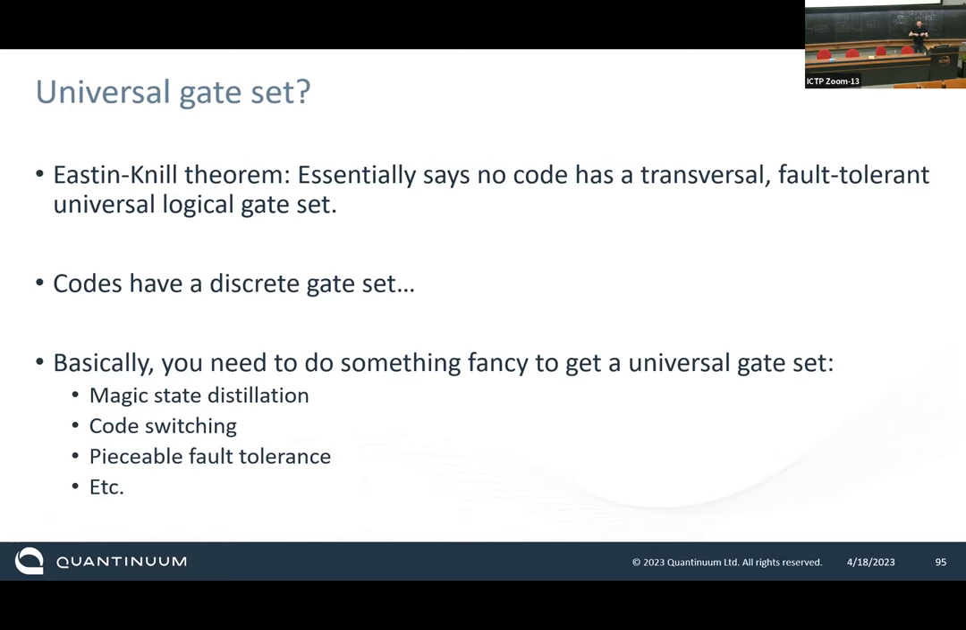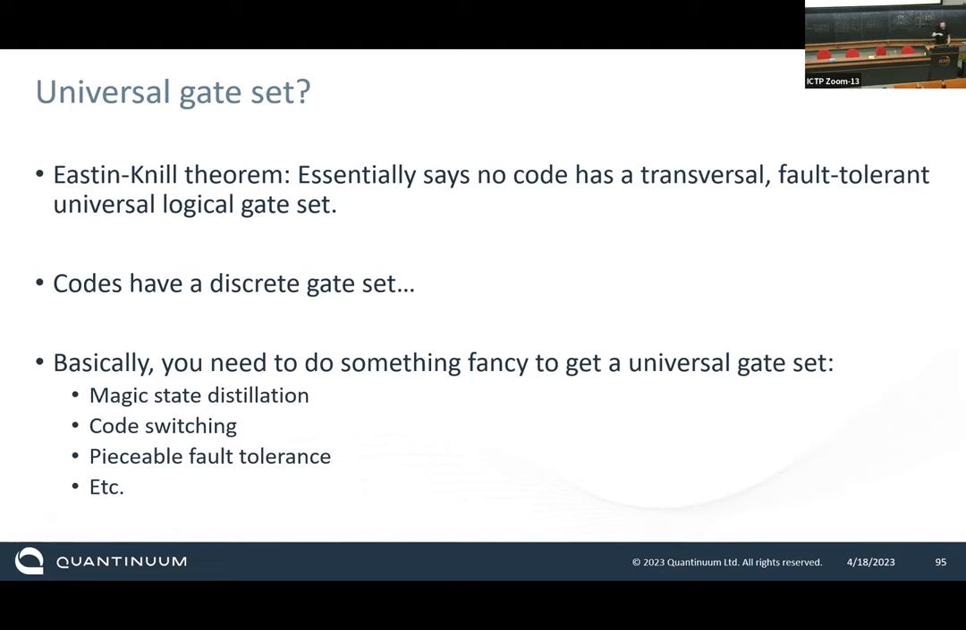Transversal essentially means that you're applying a single layer of gates. You don't have a deep set of gates to apply a logical operation; you're just doing one operation per data qubit, maybe even less. So you don't have simple transversal gates that give you a universal set. That means effectively that you have a discrete set of gates for a particular code. That would be a bummer and mean the QEC game is all over and done with if there weren't workarounds.